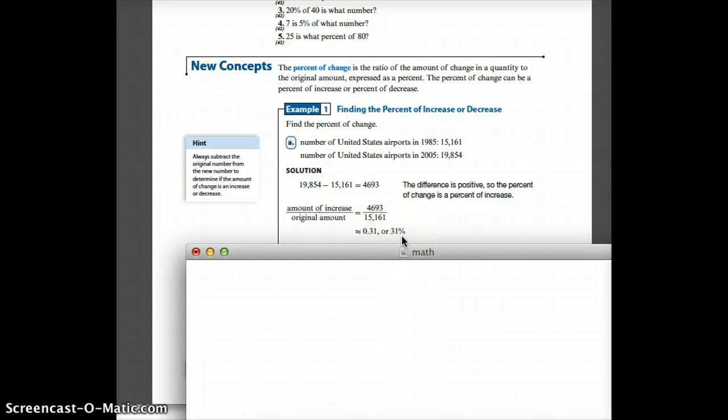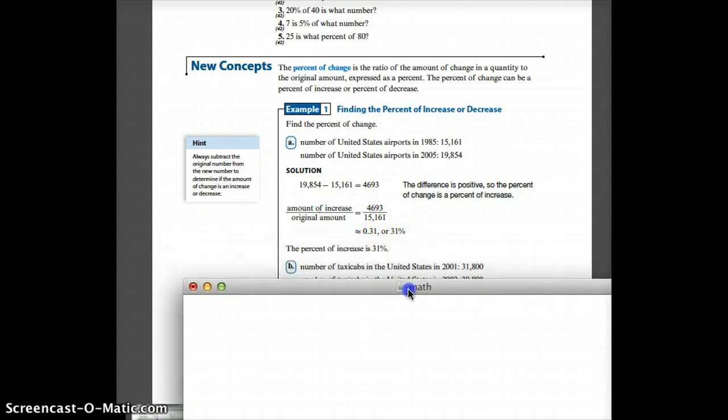Okay, so go back. We have the original, we know it's an increase. How much did it increase? We subtract it. We put that over the original amount, which is right there. Divide it. That gives you 0.31, which then therefore is the percent increase.